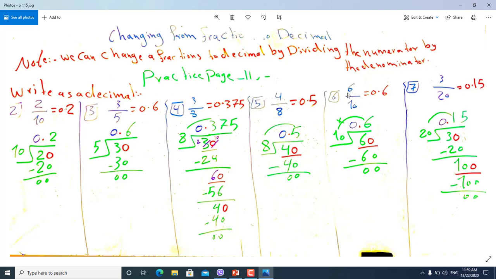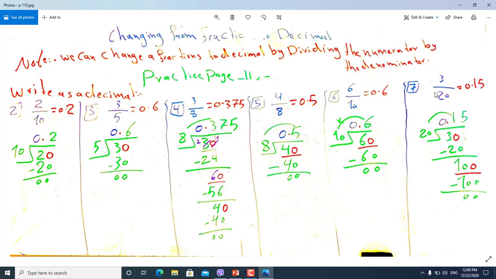From number 6, we have 6 over 10. That means 6 tenths. You can do it without dividing because it's 6 over 10. So it's 6 in the tenths place. But we can also divide it. Say 6 divided by 10 is 0. But we put a point there and 0 next to 6 to make 60 divided by 10. It's 6 times 10, it's 60. We'll subtract, we get 0.